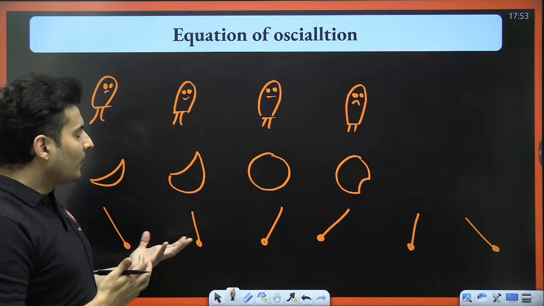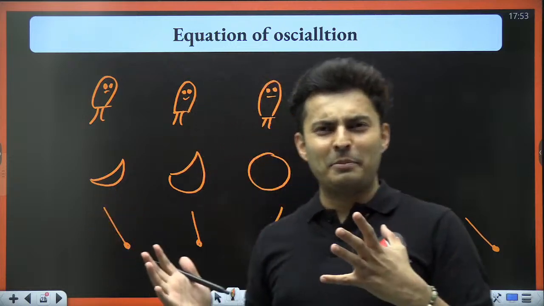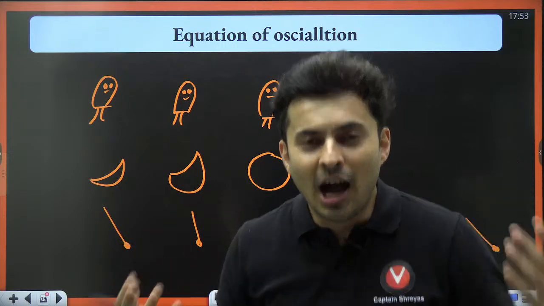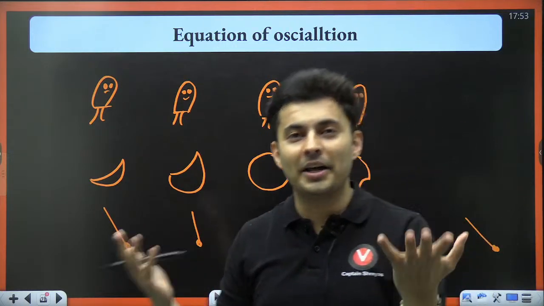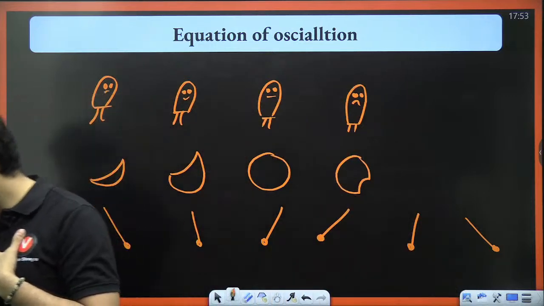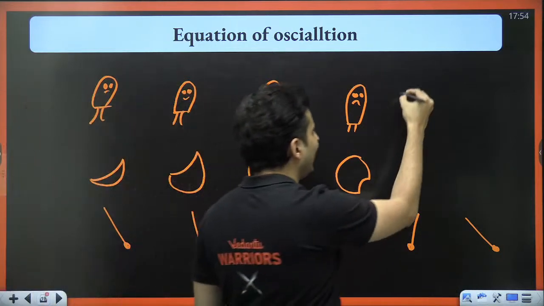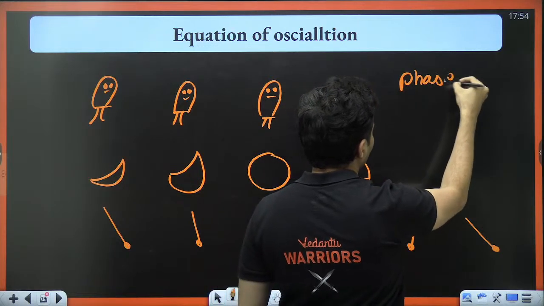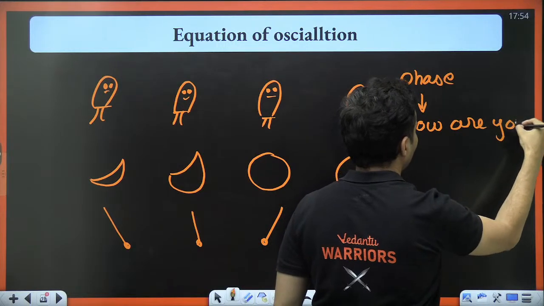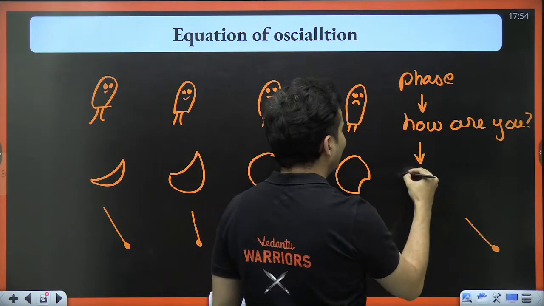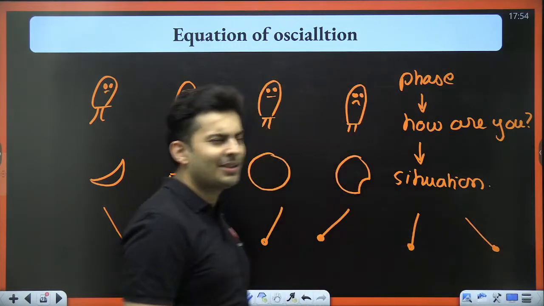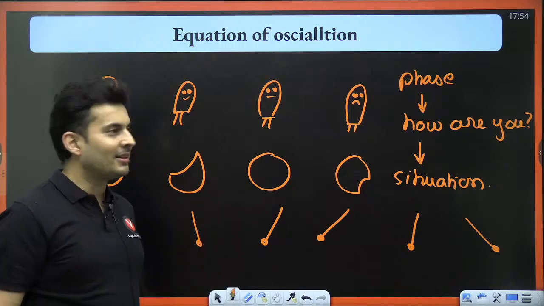So, phase of an SHM means, hey SHM, what is your current situation? How are you? You are just asking, how are you? Hello, mister, how do you do? That's all we are asking. That is the meaning of phase. So, phase is how are you? It's basically telling you the situation it is in. That's all. Situation it is in.